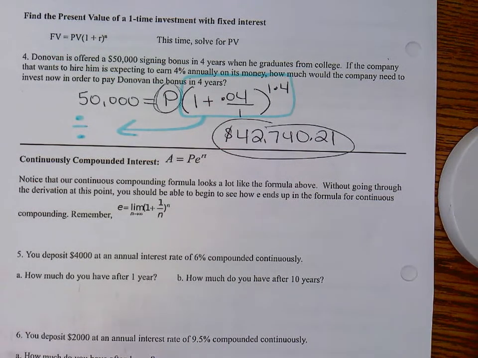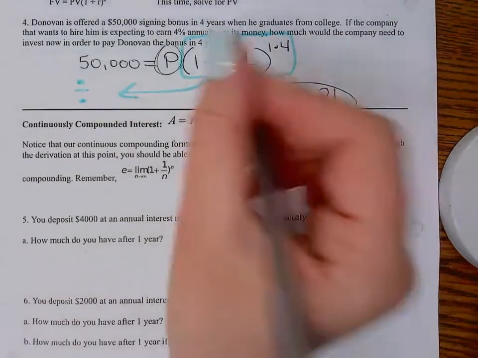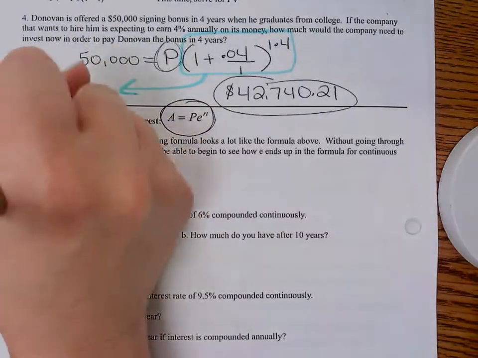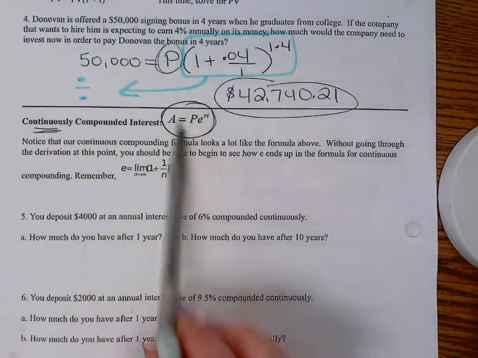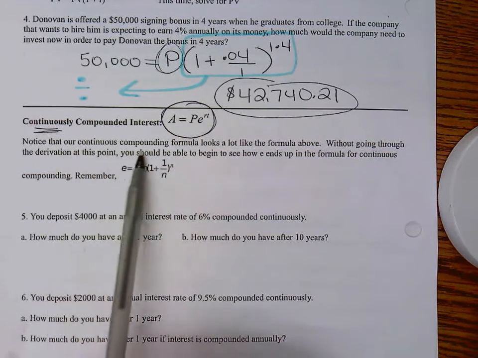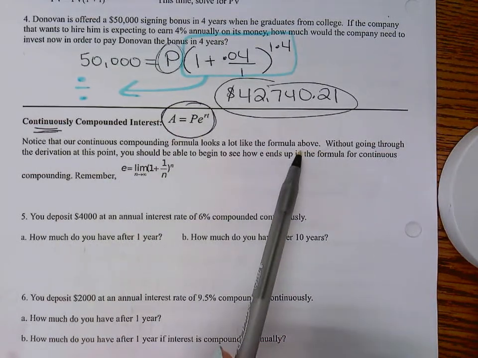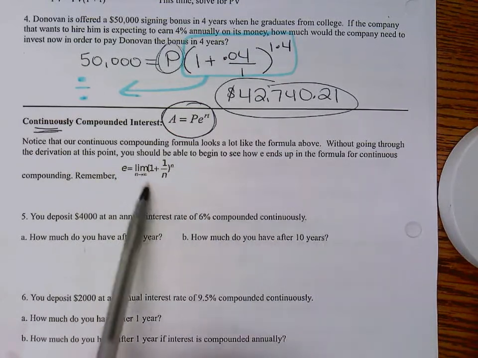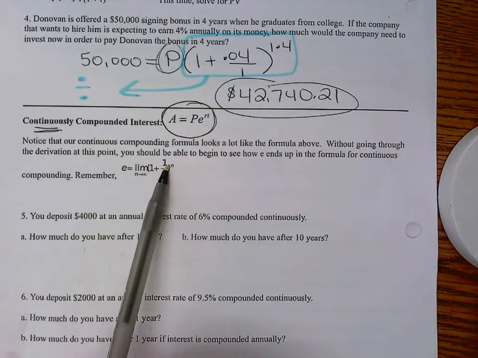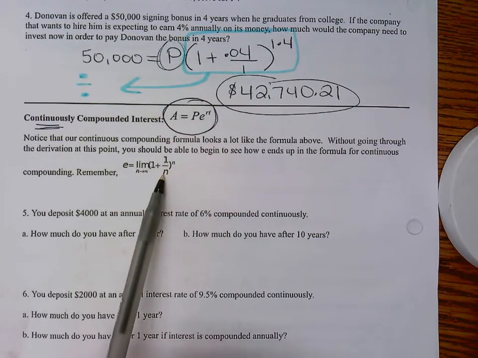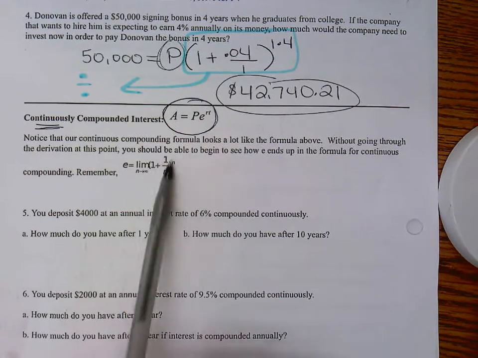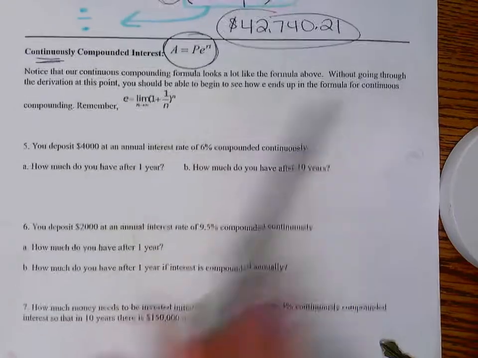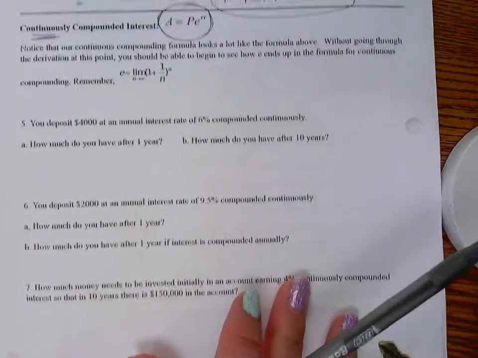All right, so the other type of interest formula, I would give this to you on your test. Anytime you see the word continuous, you're going to use this formula with E. So it says, notice our continuous formula looks a lot like the formula above. Without going through the derivation, you should be able to begin to see how E ends up in the formula, because that's what that guy on Numberphile was talking about. The more times you divide N and then you raise it to the compounded power, it's about E, 2.7. So this is using the other compound interest formula if you've never used it before.